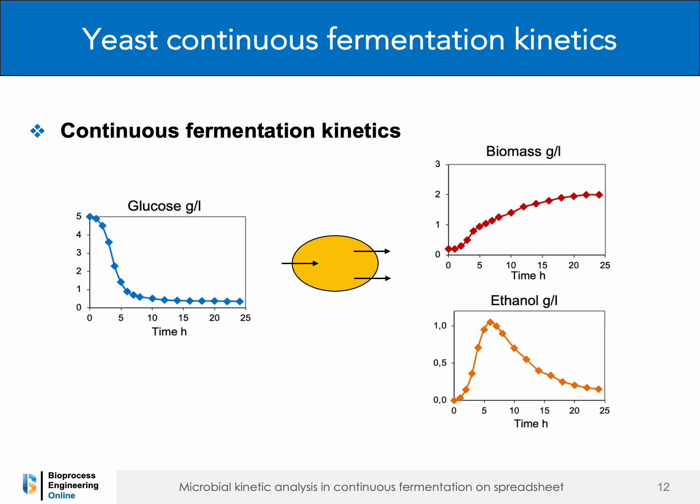The ethanol concentration rises during the batch phase, reaching a maximum of around 1 gram per liter, and then declines steadily during continuous operation to about 0.2 grams per liter after 24 hours. These results indicate that under continuous glucose-limited conditions, yeast metabolism shifts from overflow, ethanol producing, to fully respiratory growth, reflecting a more efficient use of the carbon source.